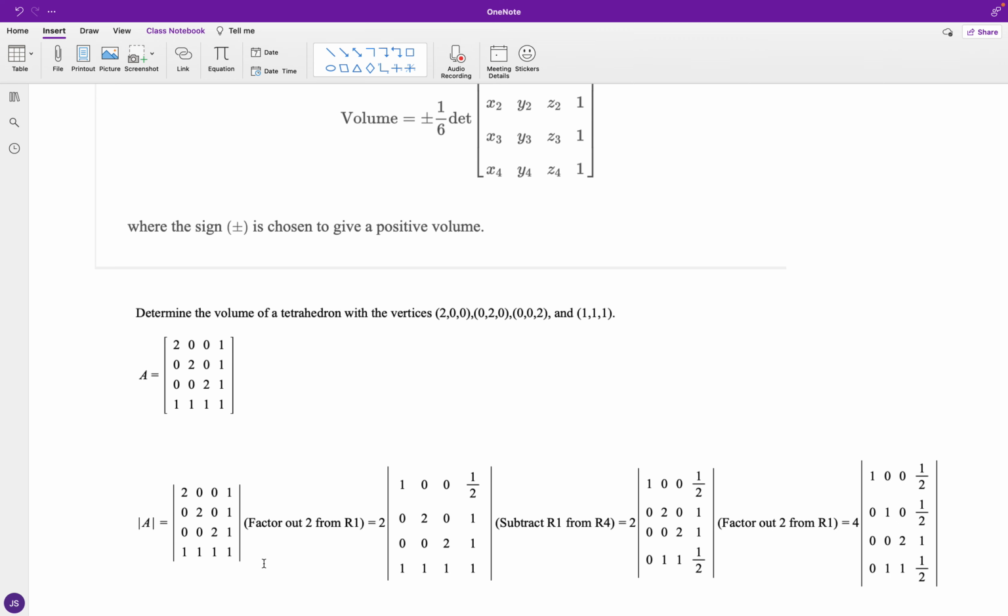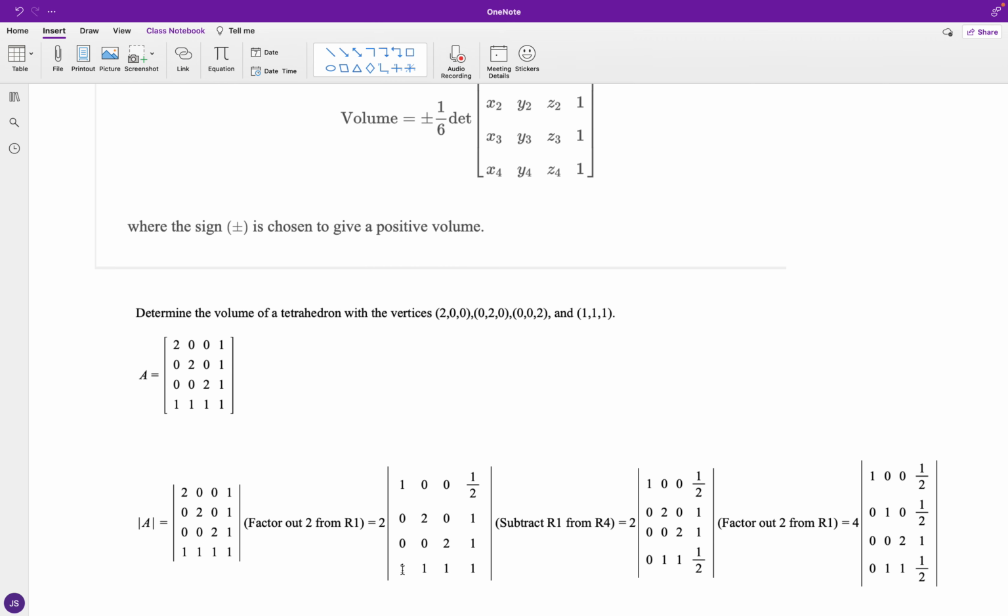I want to get this as close to an identity as possible, kind of like performing reduced row echelon form, but I'm going to be factoring out along the way. I want the upper left-hand number to be 1, so I'm going to factor out 2 from the first row. So 2 will be brought out to the front, and the top row is going to be adjusted to 1, 0, 0, and 1/2.